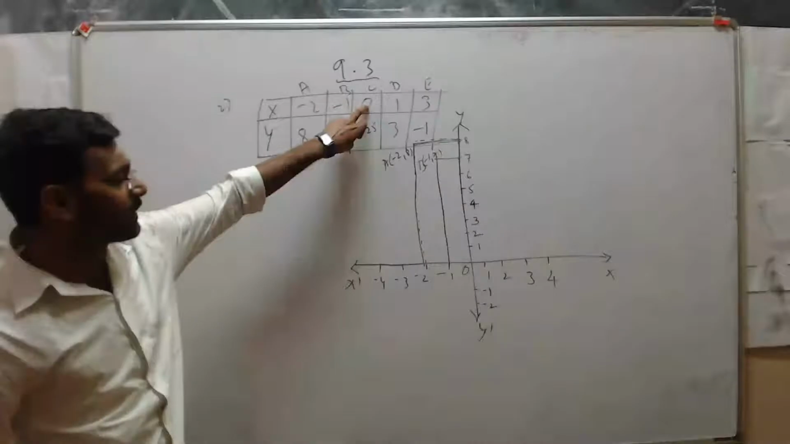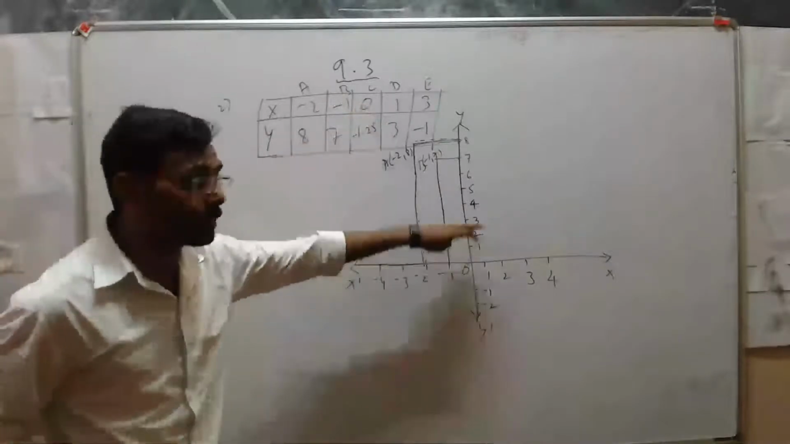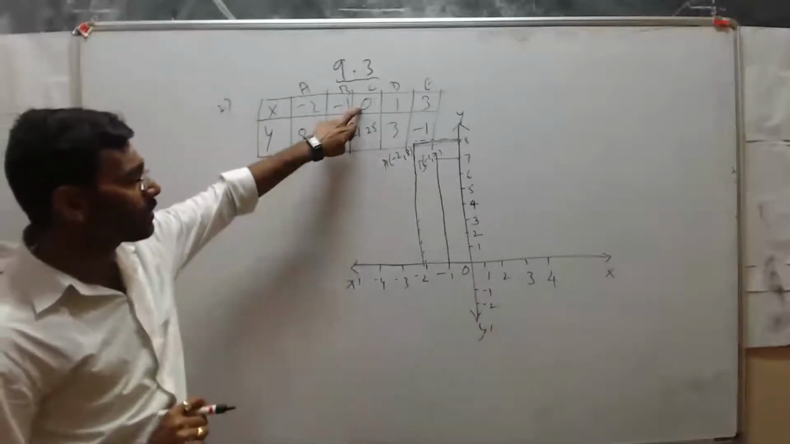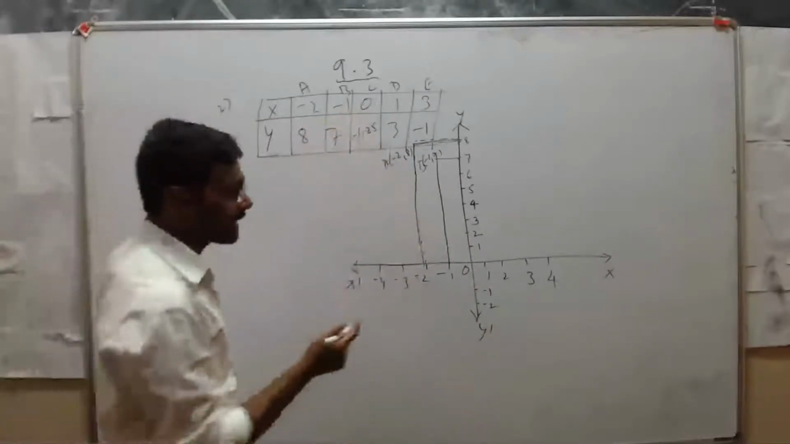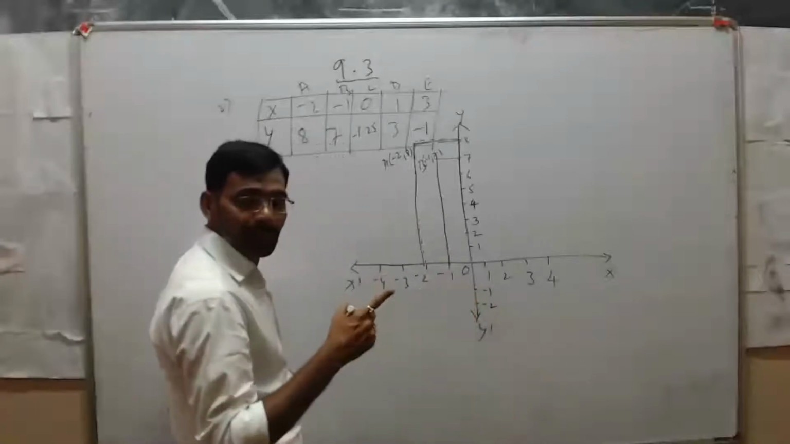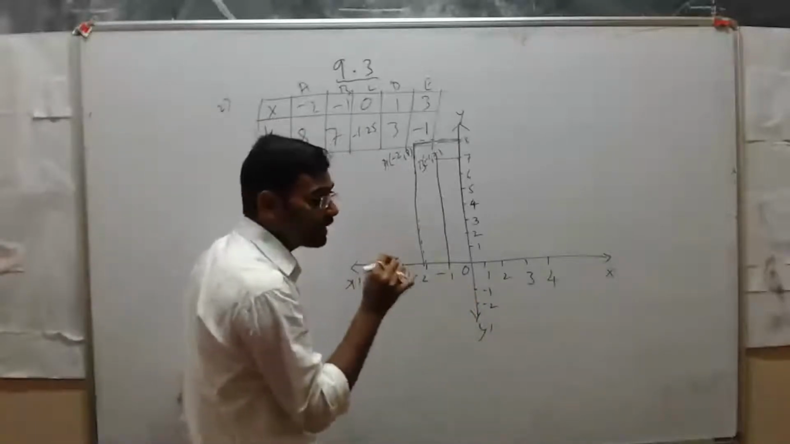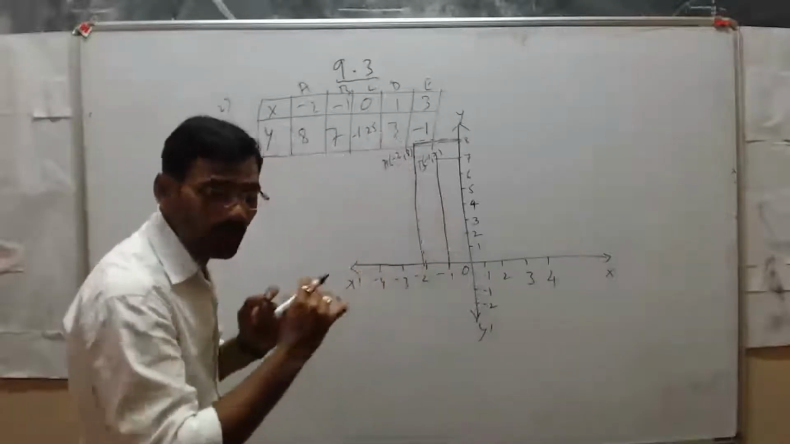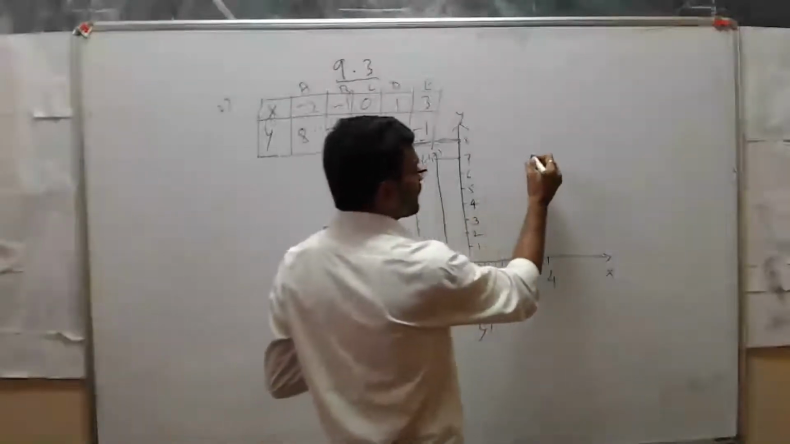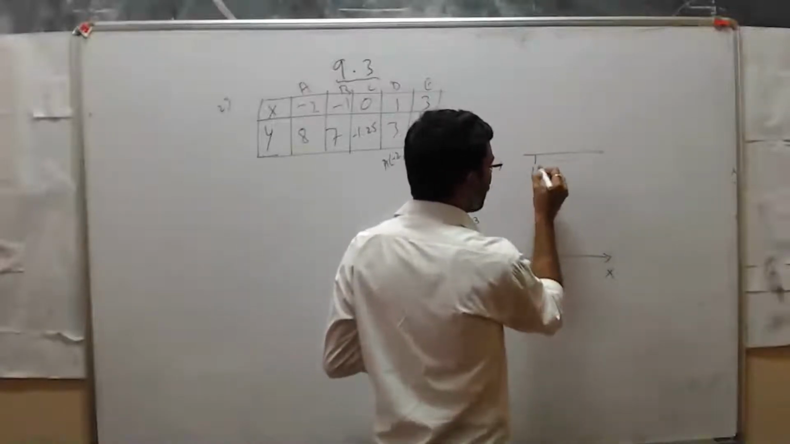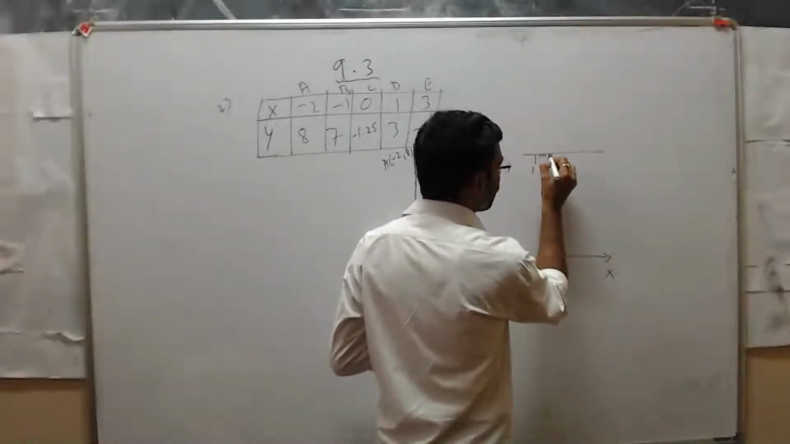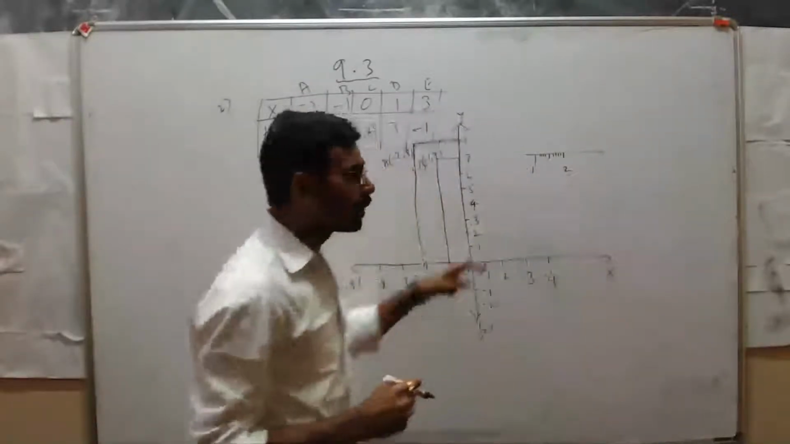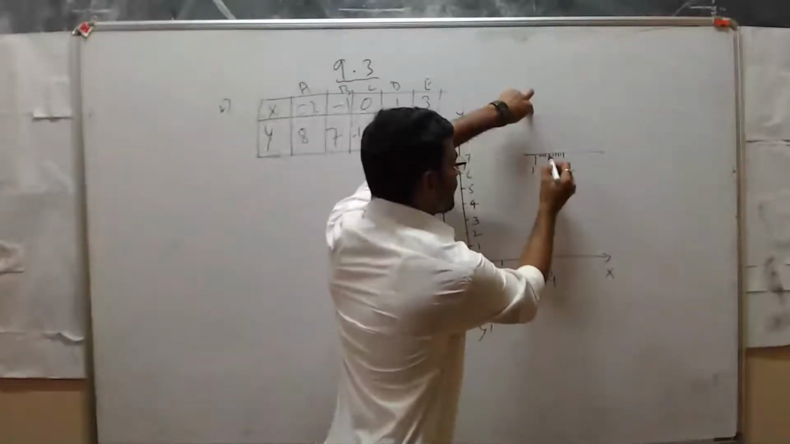The x value is 0, which means here. The y value is minus 1.25, so it is on the y dash. If the x value is 0, the point lies on the y axis. After minus 1 comes minus 2, so minus 1.25 is in between 1 and 2. In the graph sheet, it is like this.